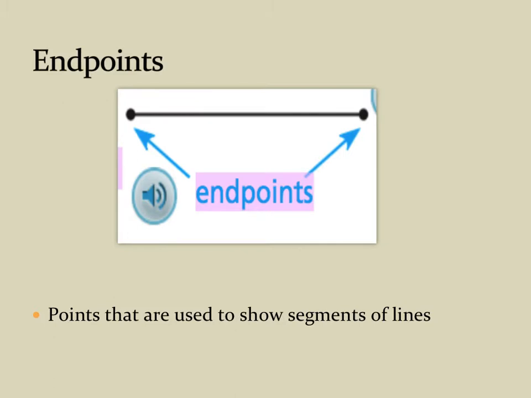Endpoints are used to show segments of lines. Take a look at this picture. This line does not continue in both directions. It stops, and it stops because of these endpoints. These endpoints tell our line to stop.